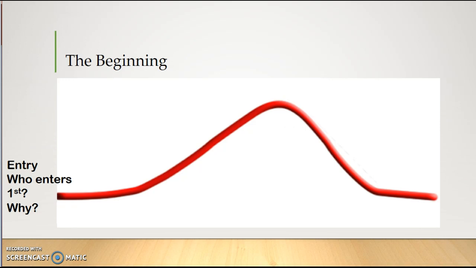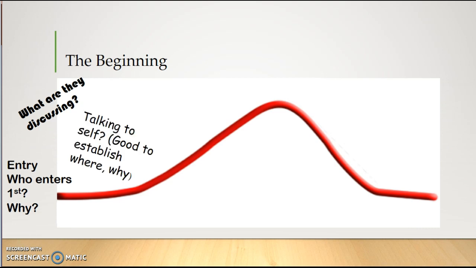Why are they there? What are they doing? Why are they walking on? Are they going to be discussing something with another character? Are they going to be talking to themselves about something that they need to be doing or why they're there? Something to establish their character maybe, what they're like, just to help the audience to know what's going on.